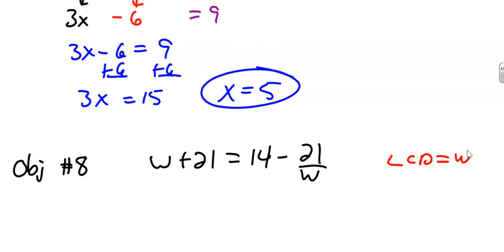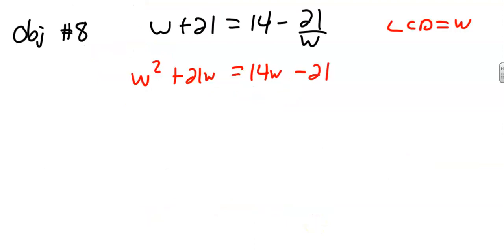Well, it's w. So we're going to go back and multiply every single term by w. So if we do that, just saving some room and some time here, if you do w times w, that's w squared. If you do w times 21, that's 21w. Do 14 times w. Well, that's 14 times w. And when you multiply this one by w, the w's do cancel, and you're left with minus 21.